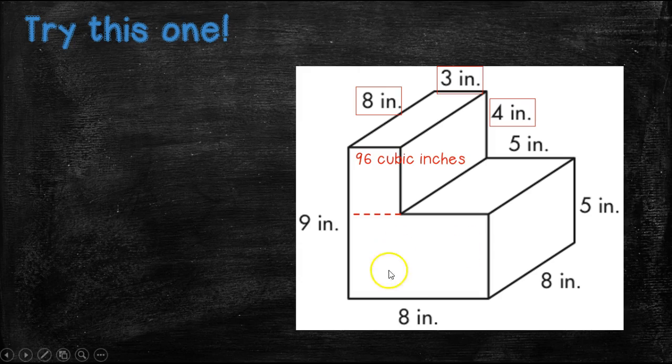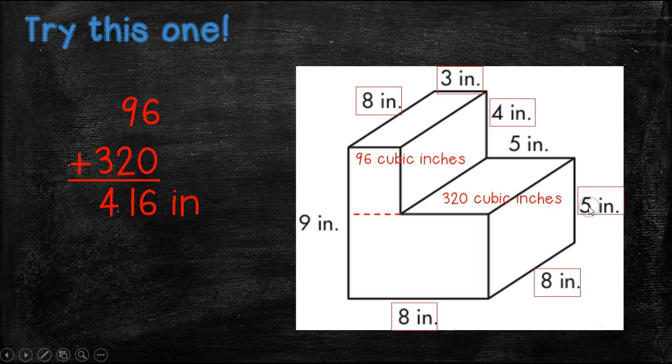Then here I need to find this bottom prism. I'm not going to use 9 for my height because 9 is from here to here, and that includes part of the rectangular prism that I don't care about anymore. So instead I'm going to use the 5 for the height. So we'll do 5 times 8 times 8, and that's 320 cubic inches. We're going to add those together and we get 416 inches cubed.